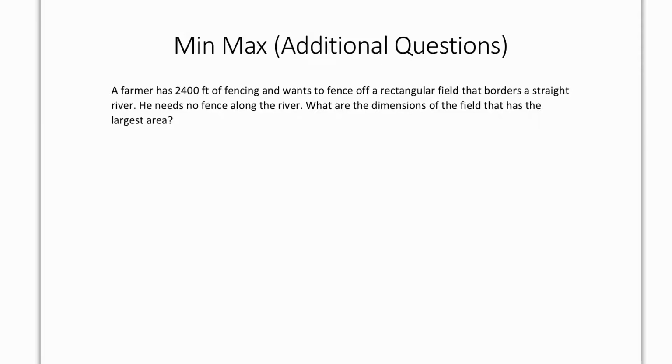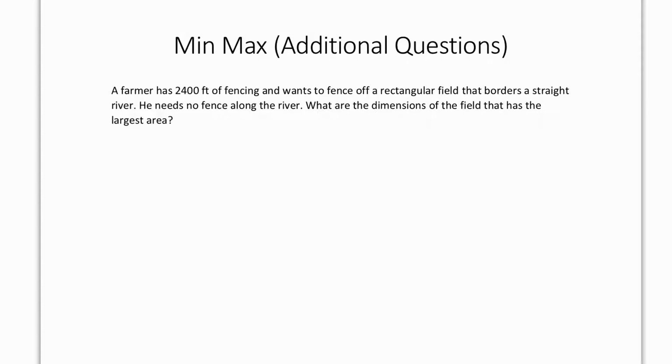It's always better to try problems, at least see if you can get started, rather than just watching problem after problem. So I'm assuming you gave it a try, and let's try the first one here. A farmer has 2,400 feet of fencing and wants to fence off a rectangular field that borders a straight river. He needs no fence along the river. What are the dimensions of the field that has the largest area?